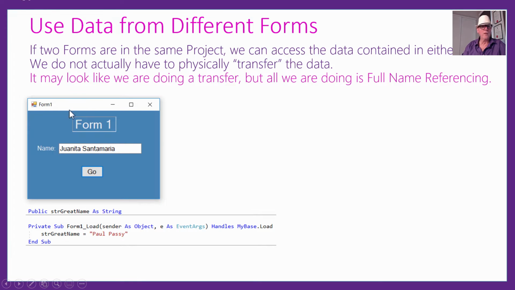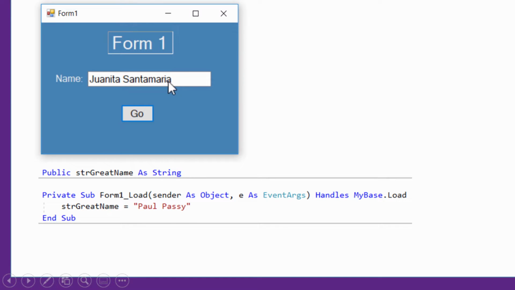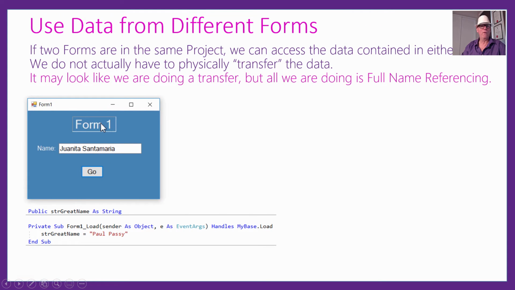So this is form 1, and we've had someone enter Juanita Santa Maria into this text box. And also within the coding for that form, when that form loaded up, we had this variable set up, string greatName, and the greatName was Paul Passy. And so that's in memory as well. So the contents of the text box and this program variable will be in memory. They're both on form 1.